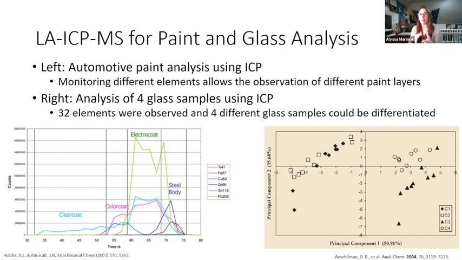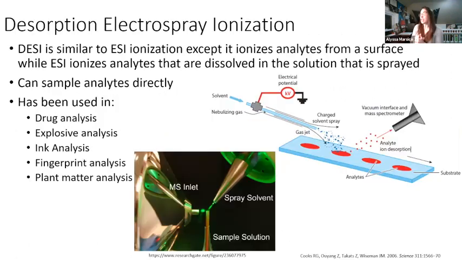What I really wanted to talk about is the newer techniques that you may not know of that are doing some really cool or interesting research. So one of these is called Desorption Electrospray Ionization, or DESI. Very similar to electrospray ionization, where we spray some solvent that has our sample in it, goes into the inlet of the mass spectrometer, and we run our sample and get our analysis.